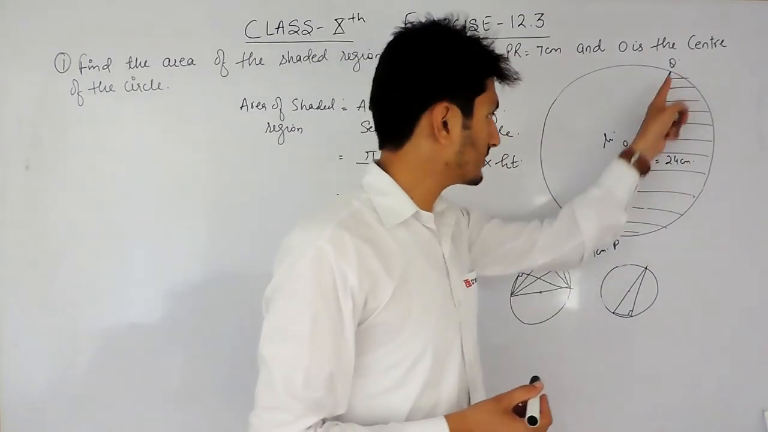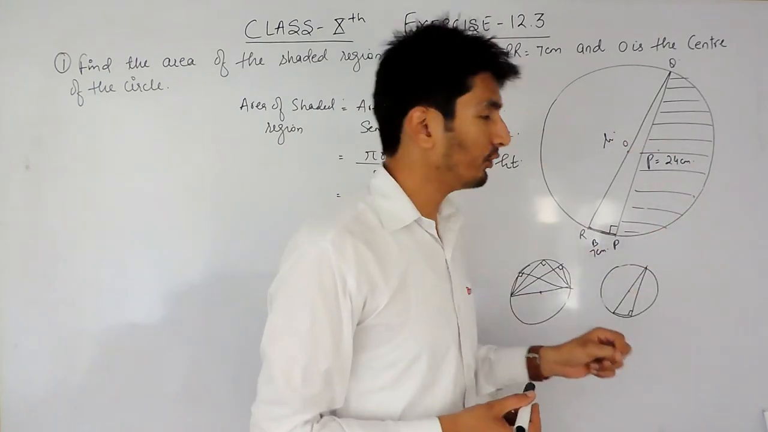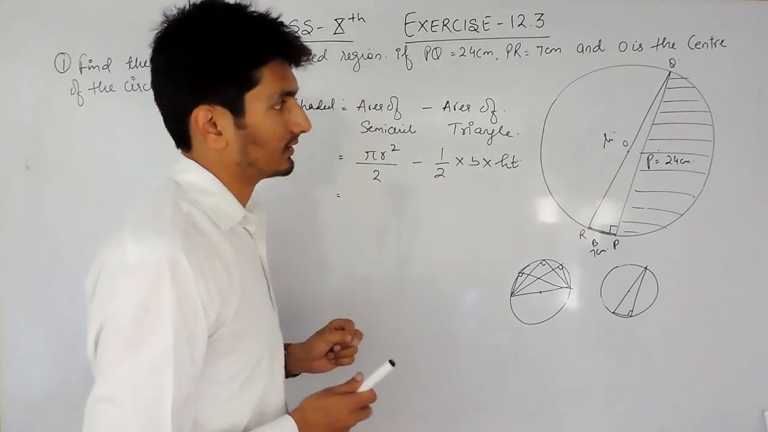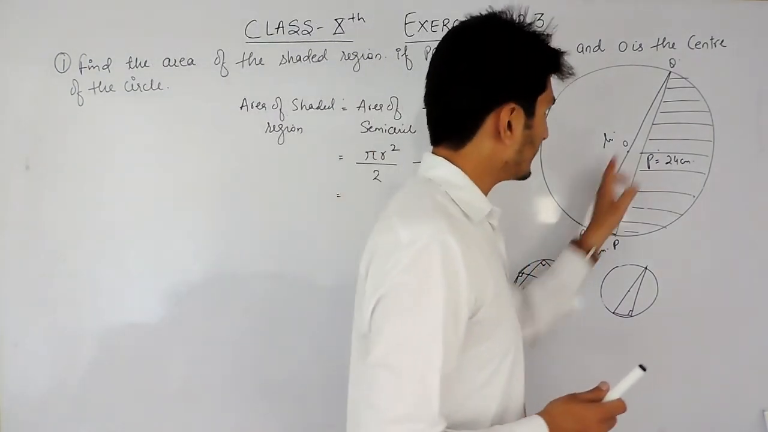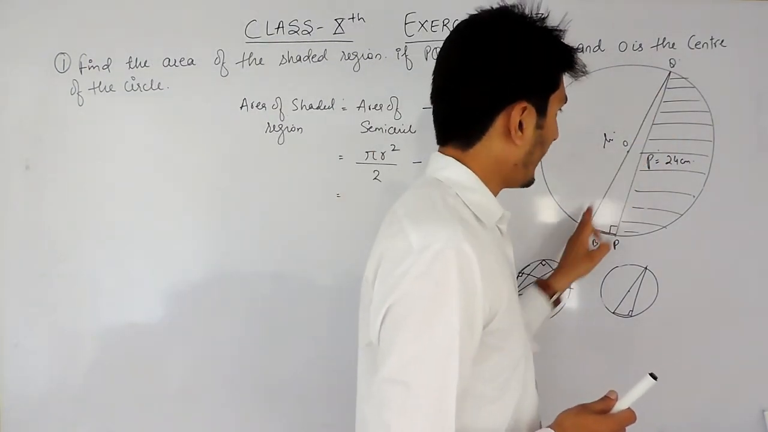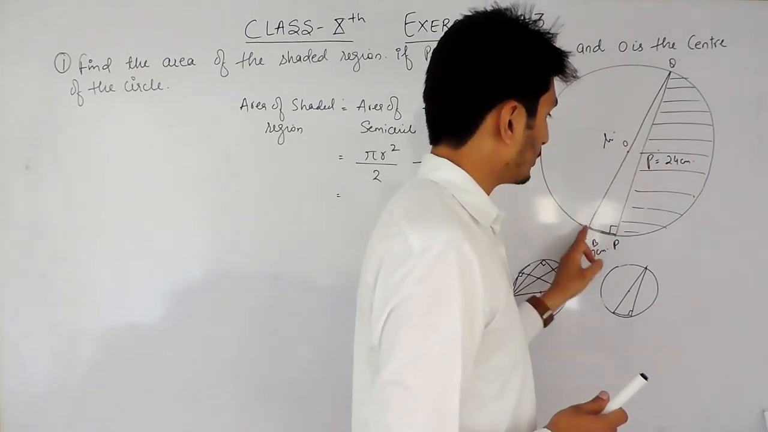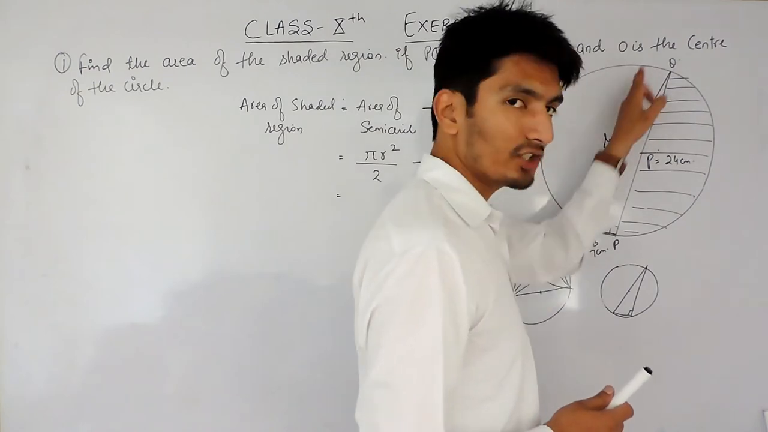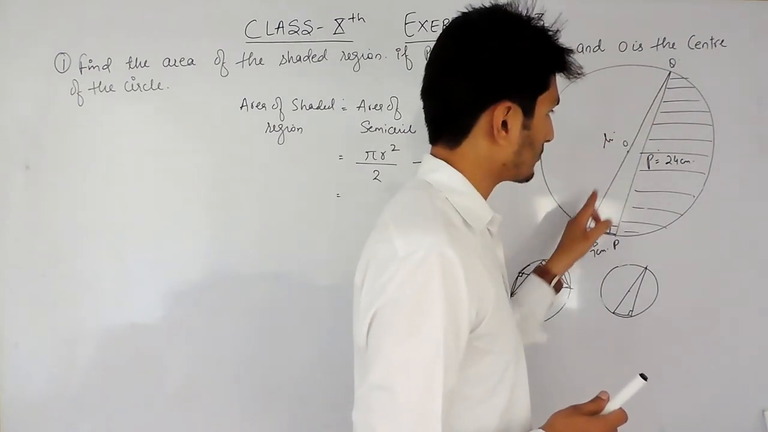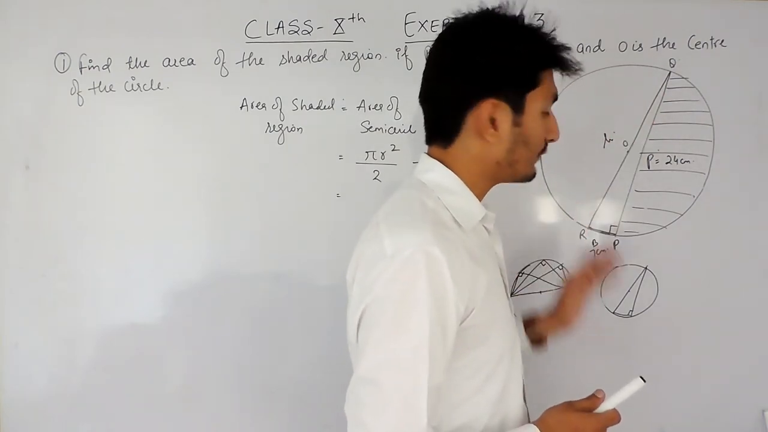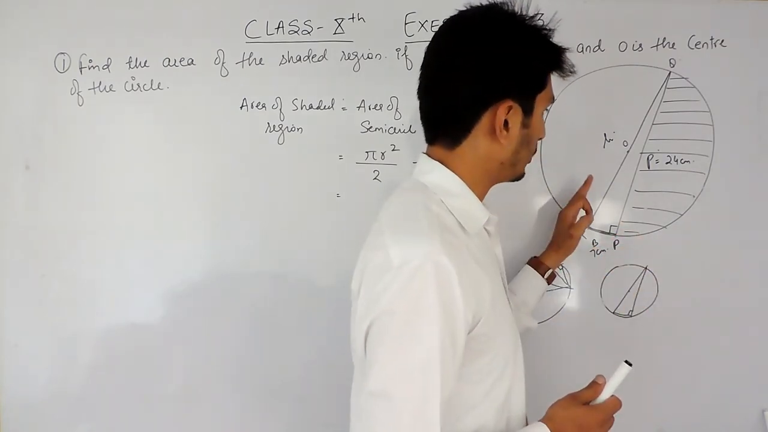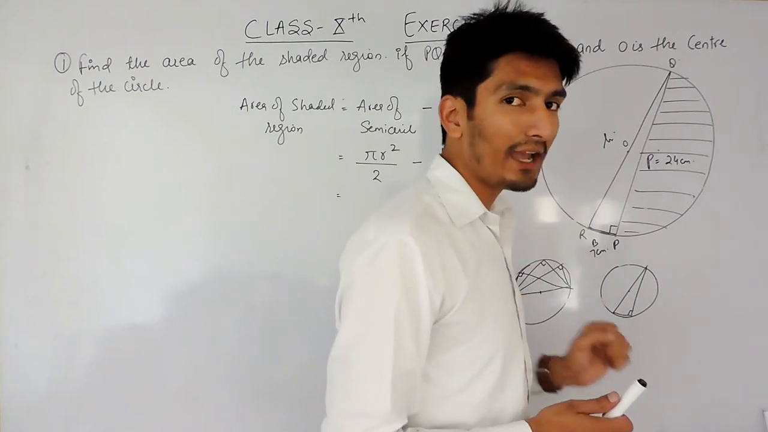I know the height of this right angle triangle, which is 24, which is perpendicular, but I must know the radius here for the circle. Now, the radius is half of the diameter, and diameter is basically the hypotenuse of this right angle triangle. So first of all, I must know this side, which is the hypotenuse for this right angle triangle. So for that, I have to use Pythagoras theorem, and using Pythagoras theorem, I can find this hypotenuse.